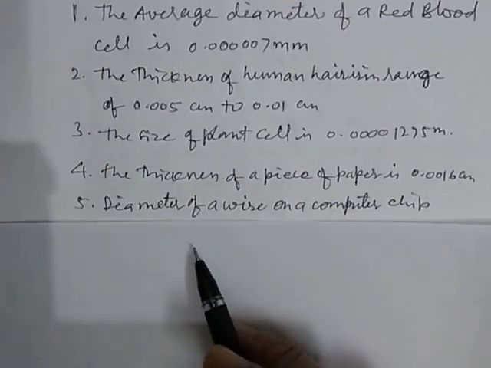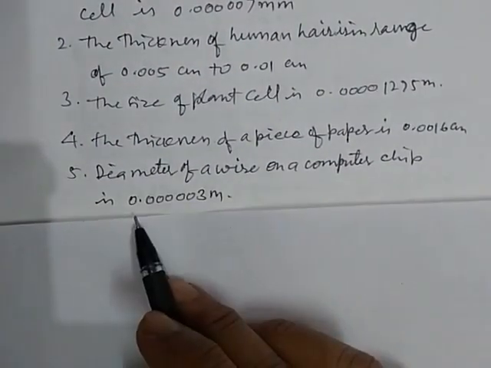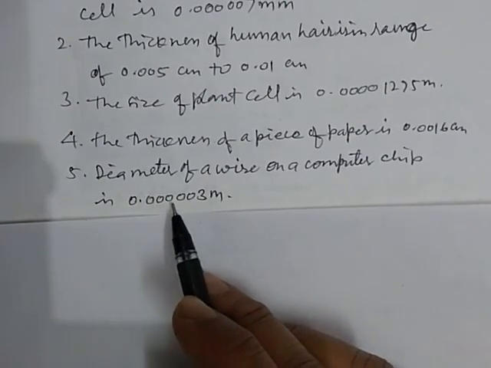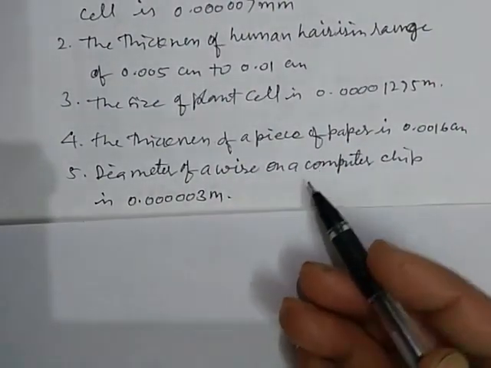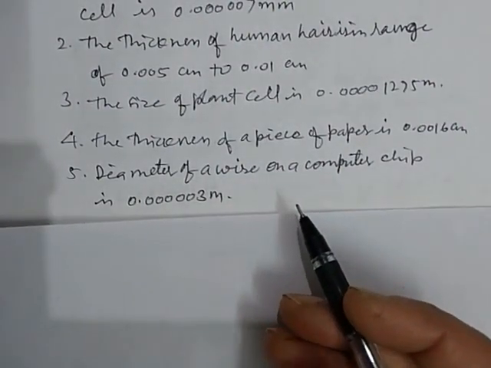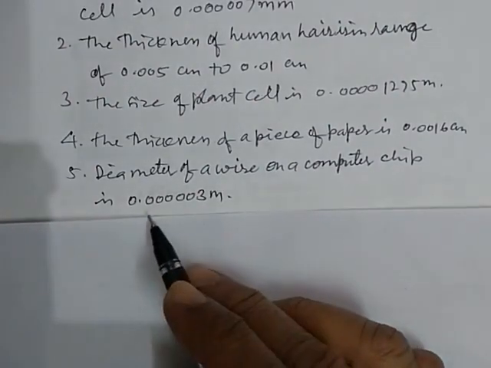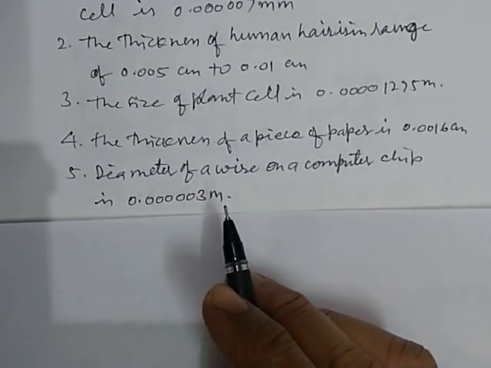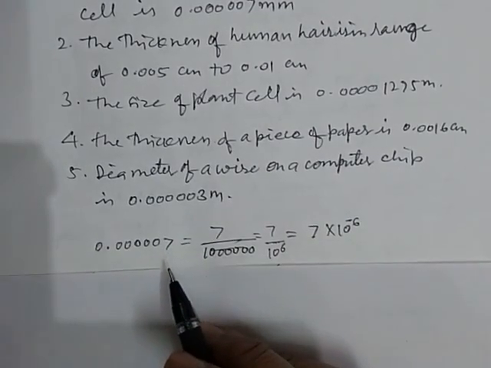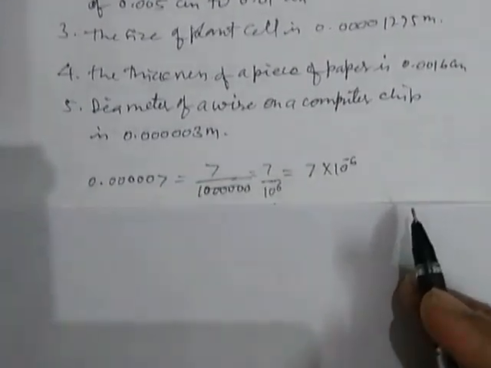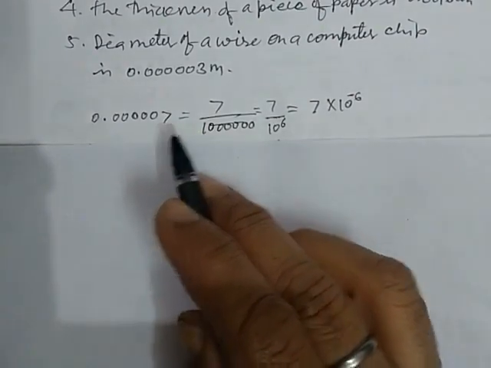The diameter of a wire on a computer chip is 0.00003 meter. So these types of measurements are very small quantities. If we express them in decimal form, it is quite difficult. So we learn how we express them with ease and great efficiency.